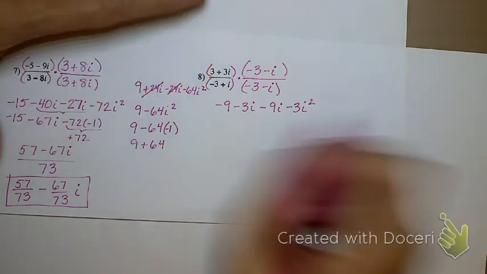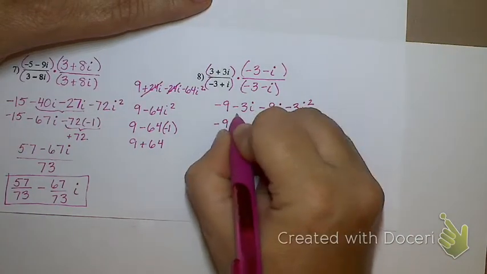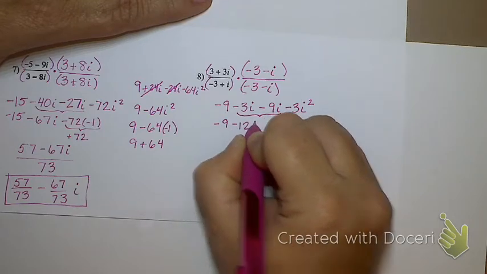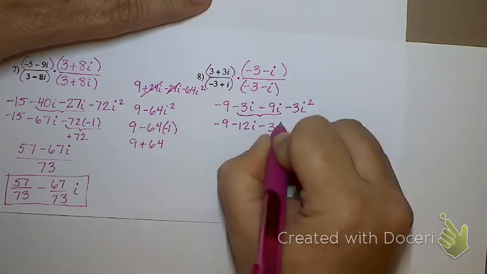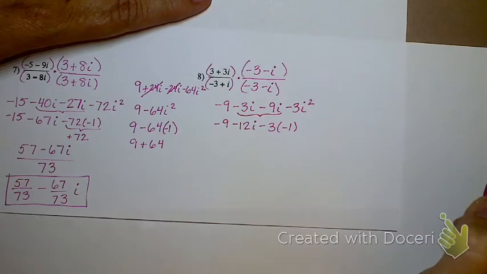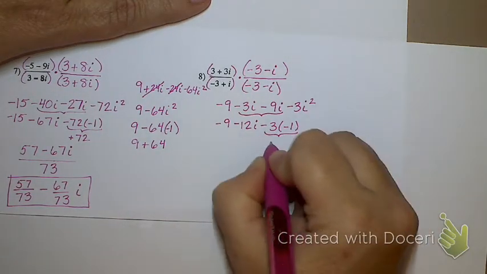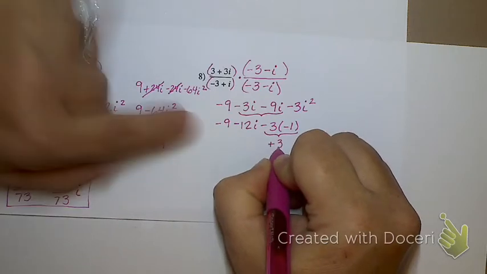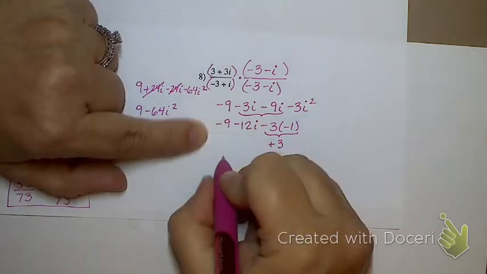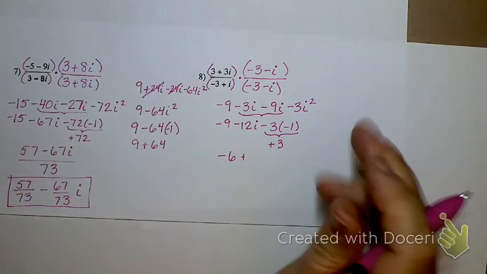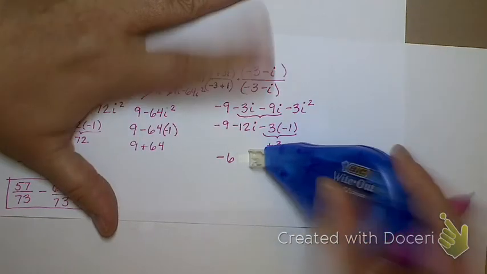And 3i times negative i is negative i squared, not negative 1. So I have negative 9 minus 12i minus 3 times negative 1. Negative 3 times negative 1, that's going to become a positive 3. What's negative 9 plus 3? Negative 6. And then I have a minus 12i.